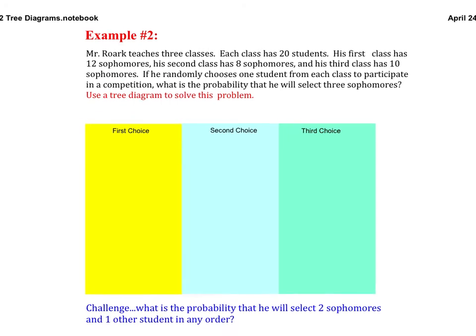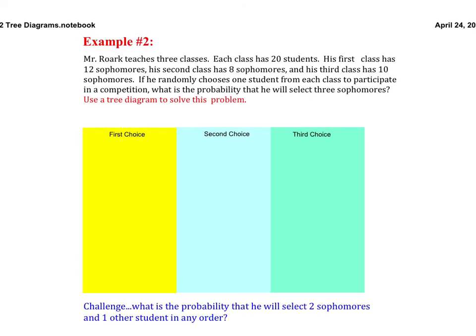Okay, let's look at another example. We're going to create a tree diagram for this particular situation. A teacher has 3 classes. In each class, he has 20 students. In his first class, he has 12 sophomores. In his second class, he has 8. In his third, he has 10. If he randomly chooses 1 student from each class to participate in the competition, what is the probability he will select 3 sophomores? And we're going to use a tree diagram.